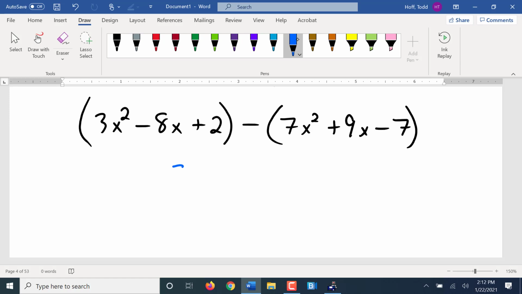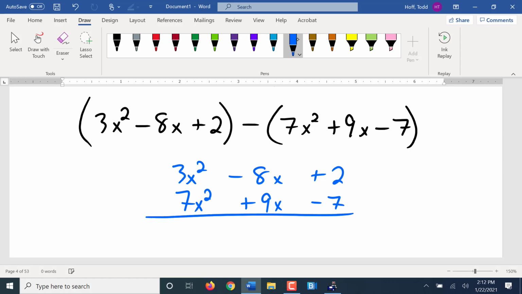So once again, we'll rewrite it. 3x squared minus 8x plus 2. We'll put the 7x squared under the 3x squared, the positive 9x under the negative 8x, and the negative 7 ones under the positive 2 ones. And we are subtracting. 2 minus a negative 7. There you go. 2 minus a negative 7 becomes 2 plus 7. That is 9. Positive 9.